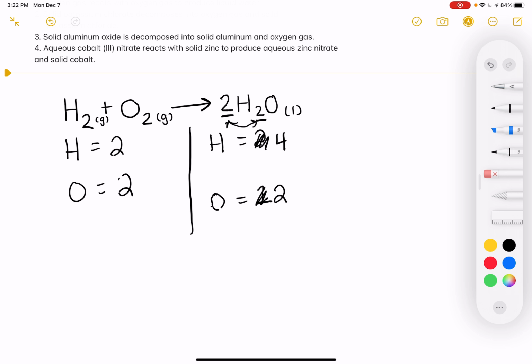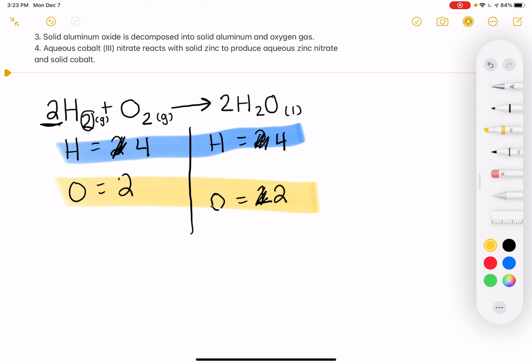Whenever you're adding that number in the front, it's also going to go to the other elements that are there. Now our oxygens are balanced, but our hydrogens aren't. If we want to get 4 hydrogens on the left-hand side, what we've got to do is put a number in front. So we got to look at this small number and be like, 2 times what gives us 4? And hopefully your answer is 2. 2 times 2 gives us 4. So that would balance out that hydrogen. So now our oxygens and our hydrogens are balanced and we are good to go.